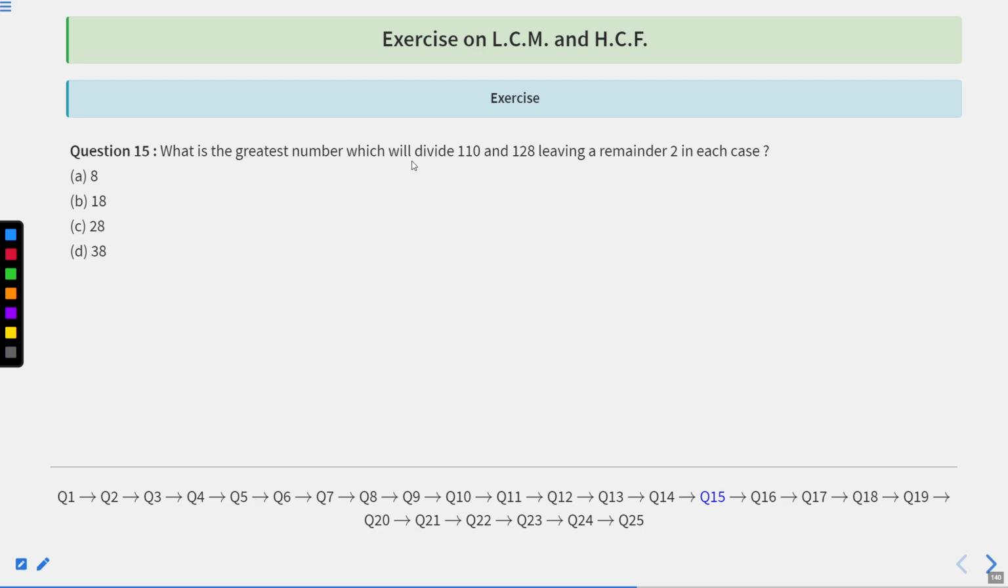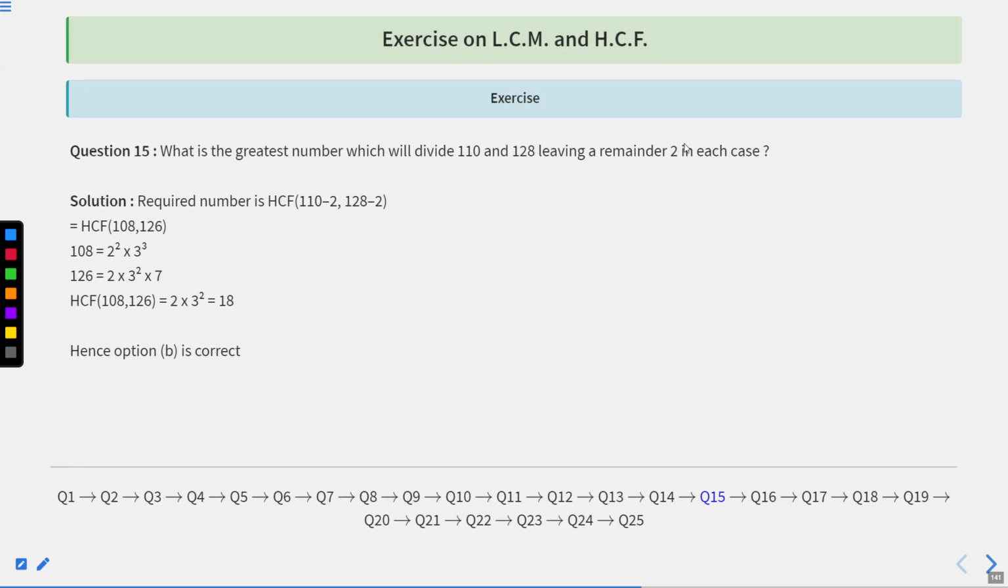What is the greatest number which will divide 110 and 128, leaving a remainder 2 in each case? Solution: the required number is the HCF of 110 minus 2 and 128 minus 2, that means the HCF of 108 and 126. 108 can be written as 2 square into 3 cube, and 126 can be written as 2 into 3 square into 7. So the HCF is going to be 2 into 3 square, which is equal to 18. Hence option B is correct.